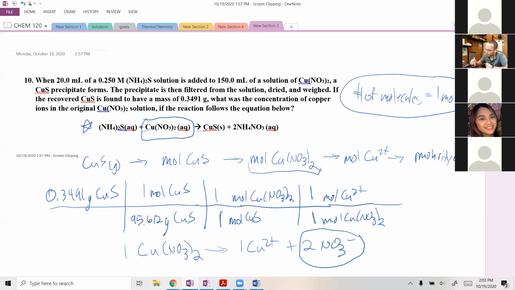So we want to make sure that we're paying attention to what actually happens when it disassociates inside that solution, right? So it's a 1 to 1 ratio for the copper, but it would be a 2 to 1 ratio for the nitrate to the copper nitrate. So we could do all of that there. And what this is going to find out for us is our grams canceled, our moles canceled. We're going to find out our moles of our copper 2 plus that was in solution.